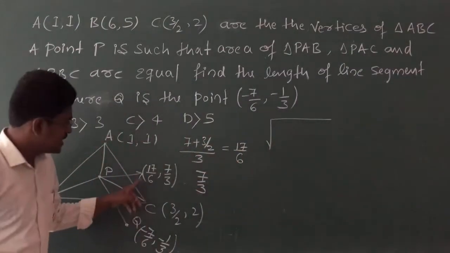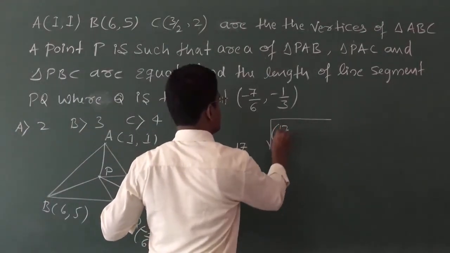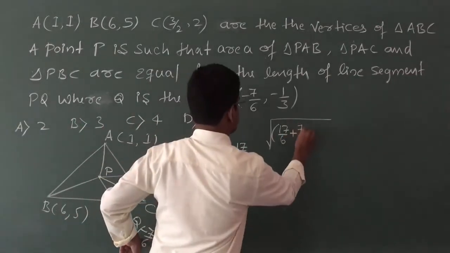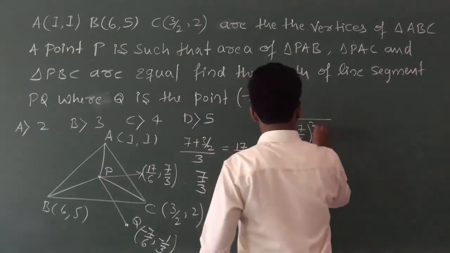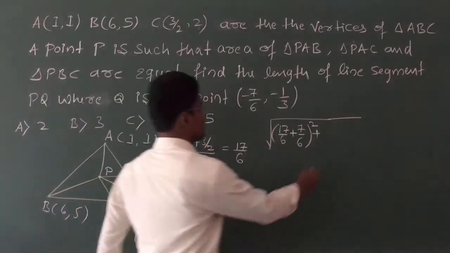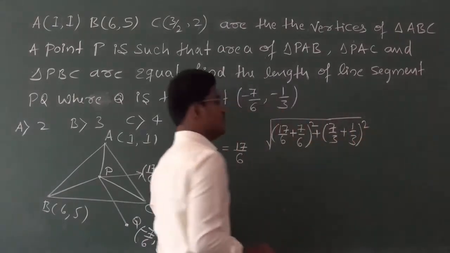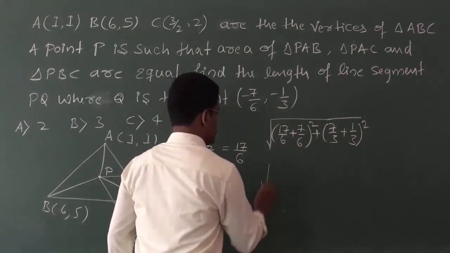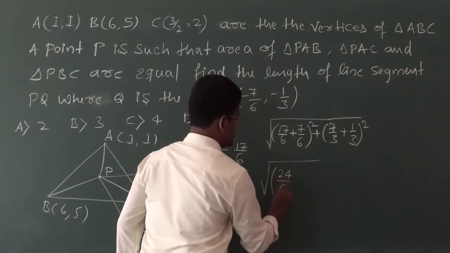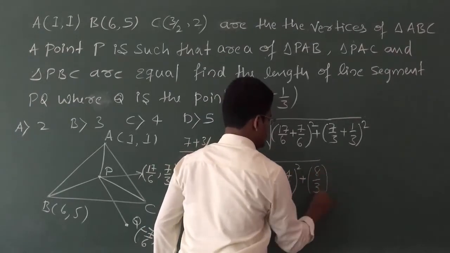If I take this as x2 and this as x1, 17 by 6 minus of minus will be plus 7 by 6, whole square, plus (y2 minus y1) whole square, that is y2 is 7 by 3, minus into minus will be plus 1 by 3, whole square. Okay, so now if you simplify this, square root of (17 plus 7 is 24 by 6) whole square plus (8 by 3) whole square.